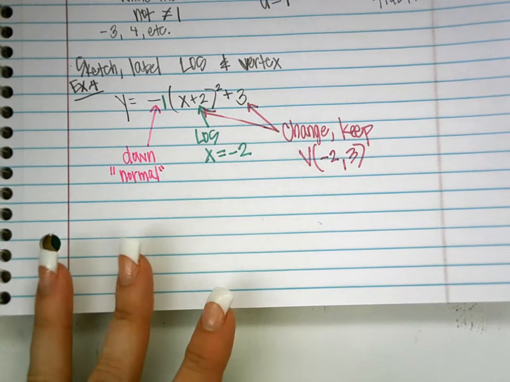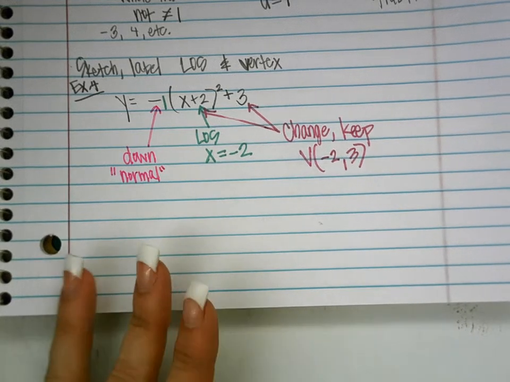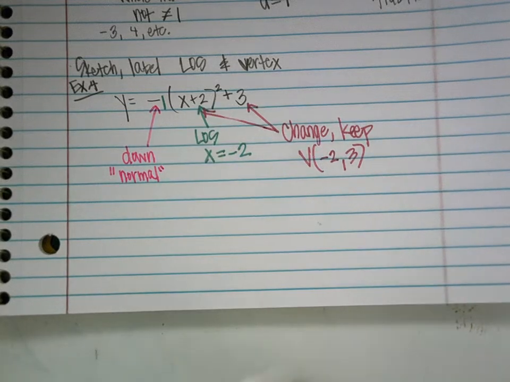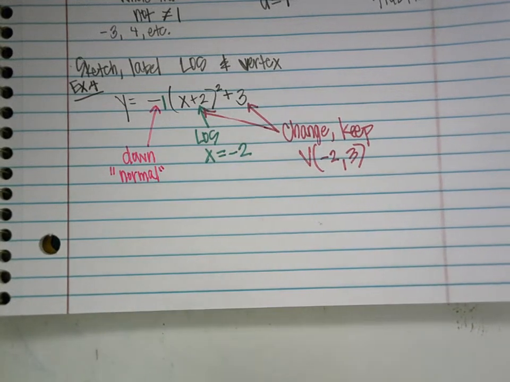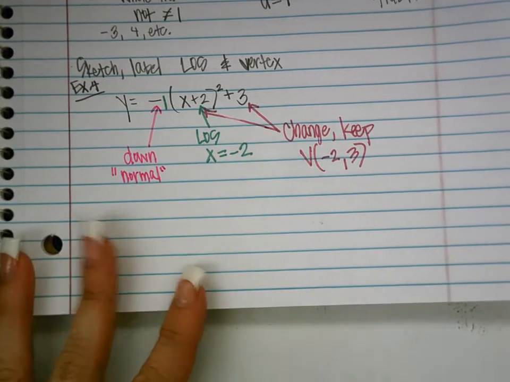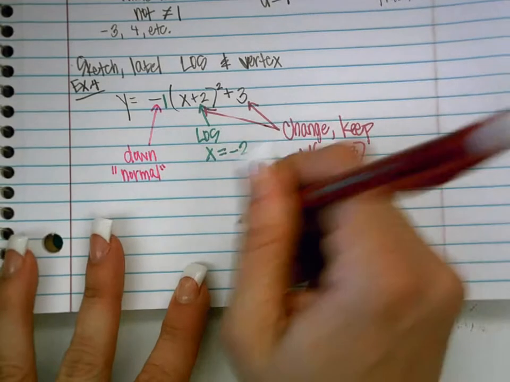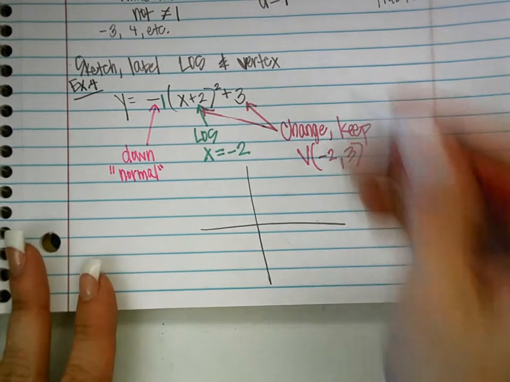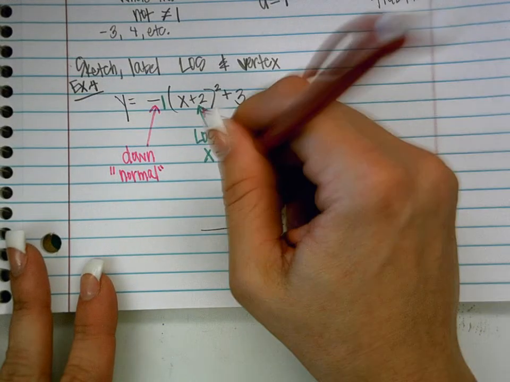Anytime something comes out of parentheses, you change its sign. Later this year, we're going to deal with a bunch of other shapes: circles and ellipses and hyperbolas and all kinds of stuff. Anytime that comes out of parentheses, you change the sign. Then, I actually want you to sketch this. Like I said earlier, it does not have to be absolutely perfect. So put in your line of symmetry at x equals -2.